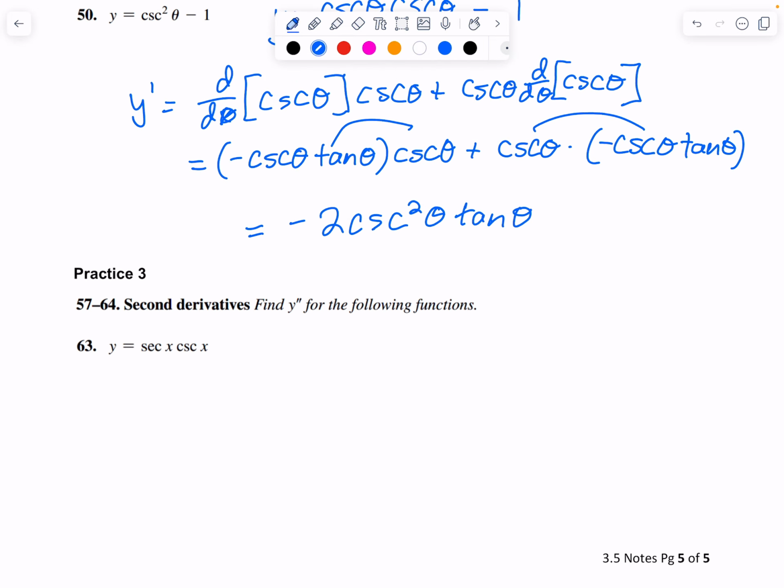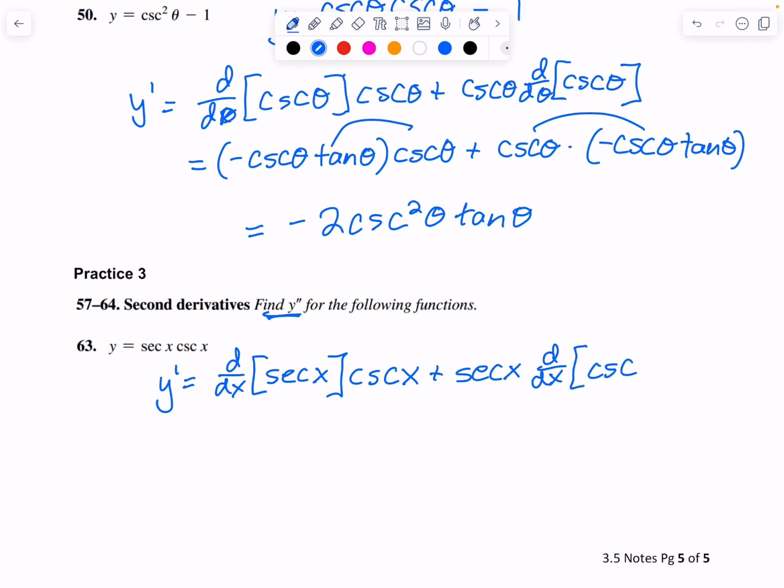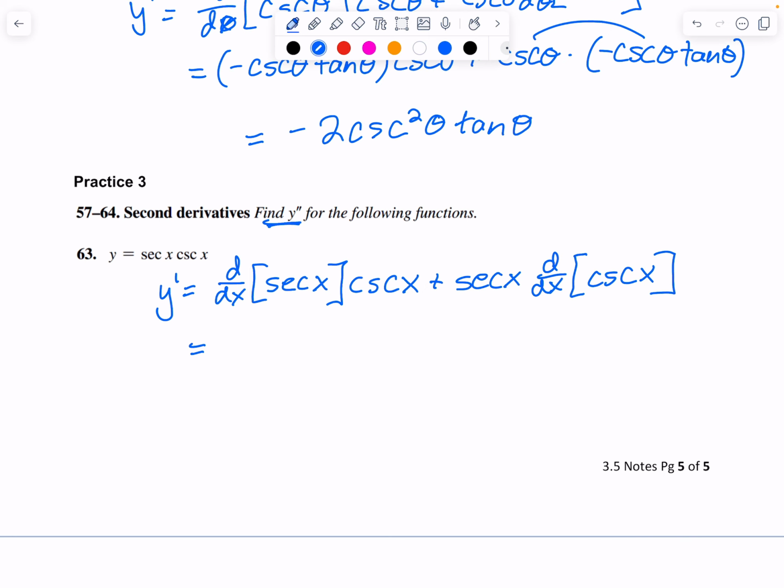Right, I have one last one here. That, again, they want the second derivative now. So let's do the first derivative. Okay, it's a product rule, multiplying two functions. So it's the derivative of secant x times cosecant plus secant times the derivative of cosecant. The derivative of secant is secant tangent times cosecant. Then I get secant times the derivative of cosecant. That's going to be negative cosecant cotangent.